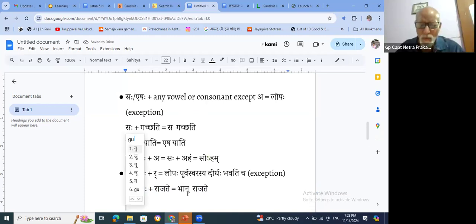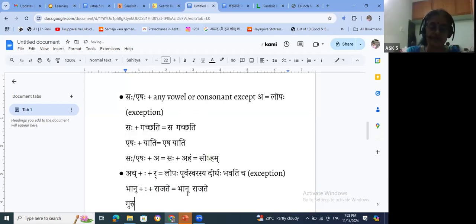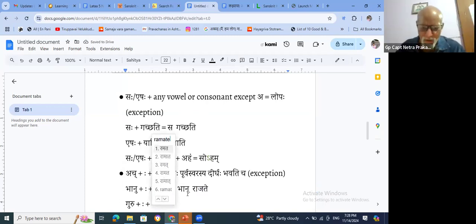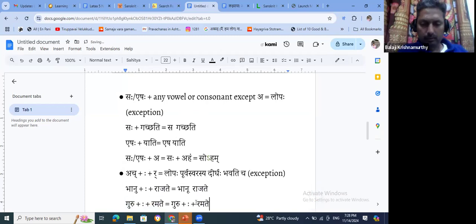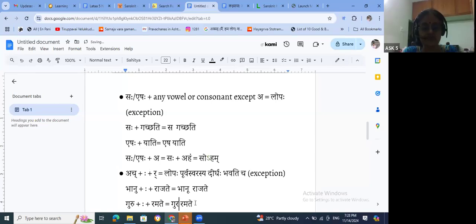Another example will be guruhu ramate. So here again it will become guru ramate.